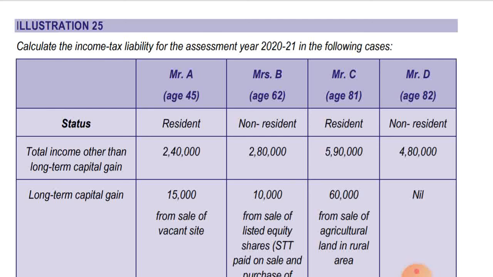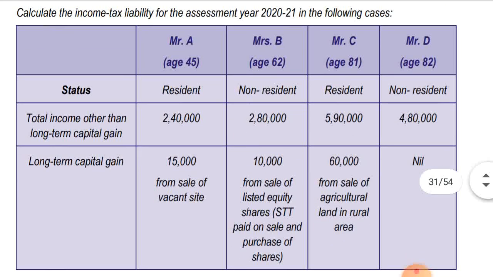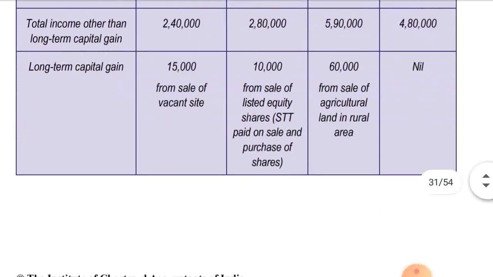Total income other than long-term capital gain is 5,90,000. Long-term capital gain 60,000 is from sale of agricultural land in rural areas. Rural agricultural land is not covered in the capital asset, so it will not be chargeable to long-term capital gain tax. So let's see the solution.